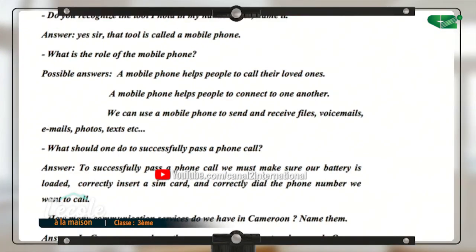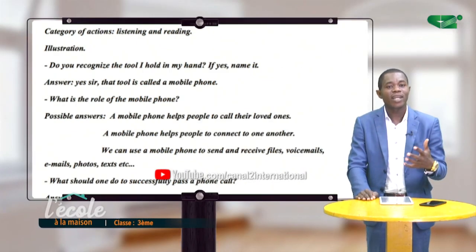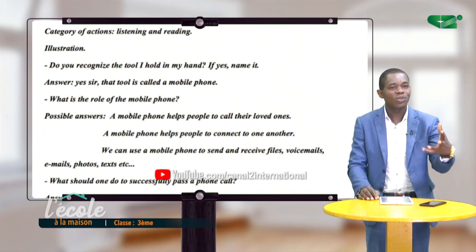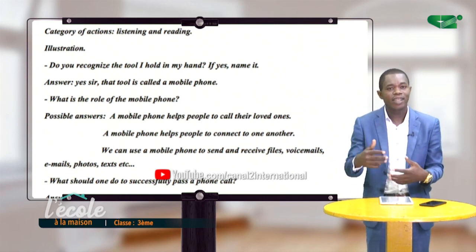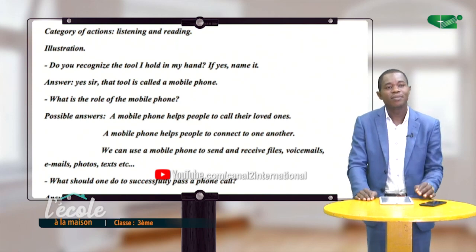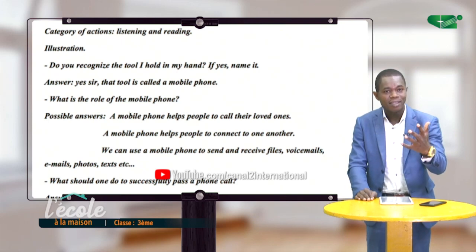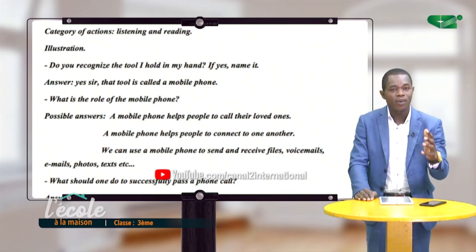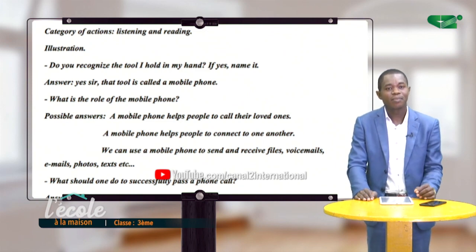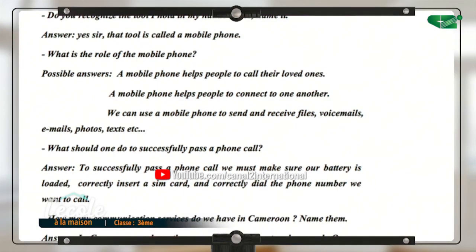Now, the second question of our illustration goes like this. What is the role of the mobile phone? What is the role? In other words, what is the importance of the mobile phone? Yes, you did well by answering that the item that the teacher held in the hand was a mobile phone. Yes, you did well by saying that the phone that the teacher held in the hand can perform many tasks.